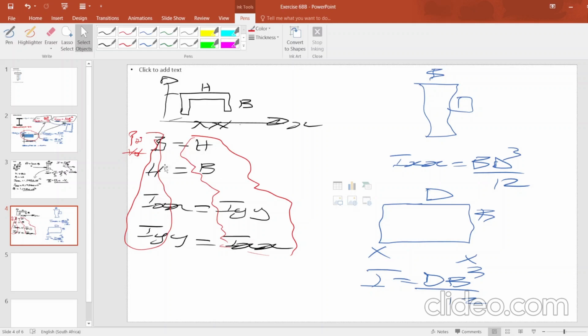Base being the height, right? The height now will use the value of the base. IXX will use the value of IYY. IYY will use the value of IXX. Now, the channel, good people, don't forget it. It is based on this concept that I've explained earlier here.